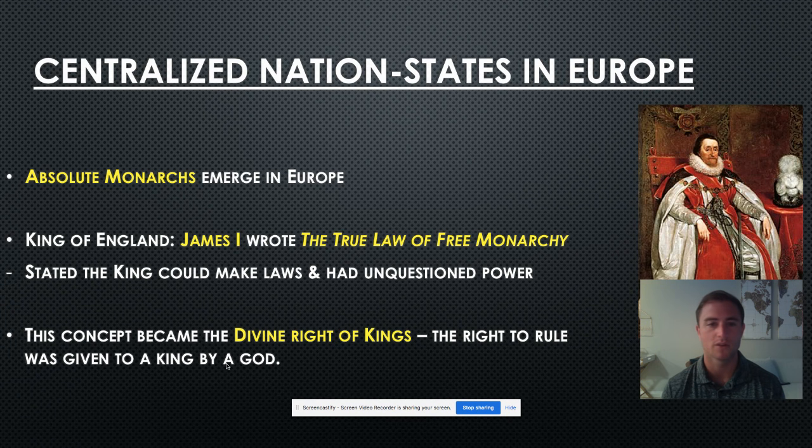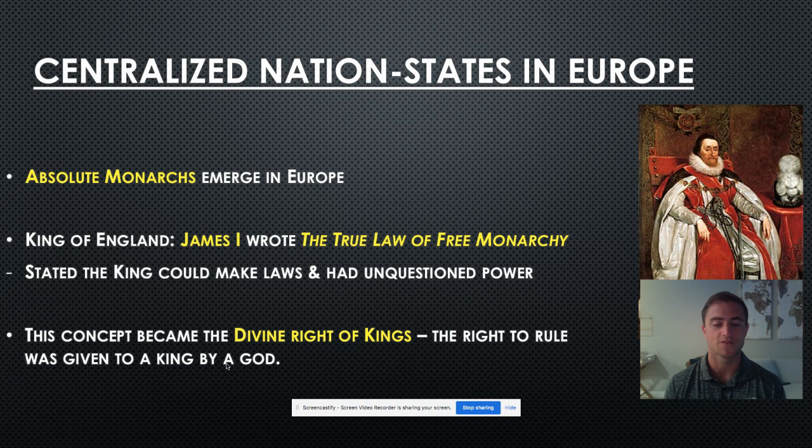James I writes a book called The True Law of Free Monarchy. And in it, he states that the king has power to make the laws and has unquestioned power. And that unquestioned power is the scary thing to many English citizens because, well, okay, yes, the king has lots of power, but is it unquestioned? Because there is an entity in England that can question the king's power, and that, of course, is Parliament. And so this seems to contradict the Magna Carta.